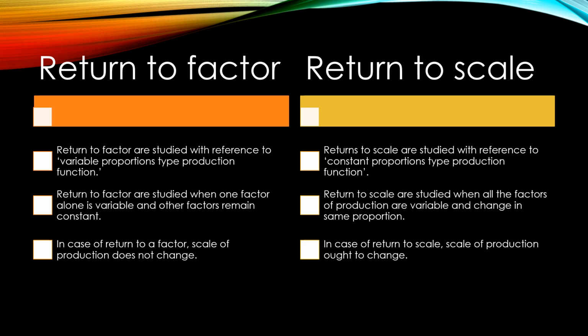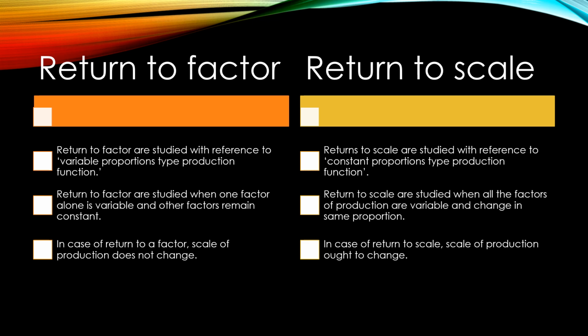And return to a scale is studied with reference to constant proportion type of function. One is a variable proportion type of function, return to a factor, and return to a scale is a constant proportion type of production function. One is variable and one is constant. In this way you remember: return to a factor is with reference to variable proportion, return to a scale is with reference to constant proportion. In this way, remember, so you can write the answer correctly.